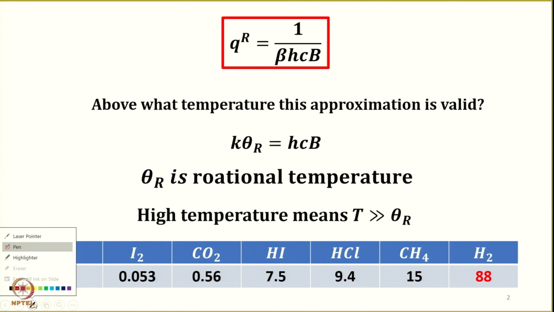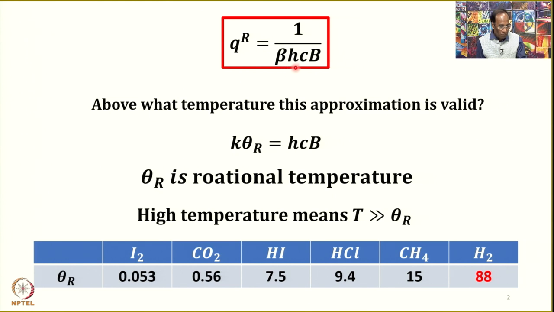For an asymmetric linear rotor, we derived that the rotational partition function is given by 1 by beta hcB, where we know that beta is equal to 1 by kT, so I can even write kT over hcB. But this is for a linear rotor of type AB. And then we were discussing that this derivation required an approximation where we converted that summation into integration. And above what temperature is this approximation valid?